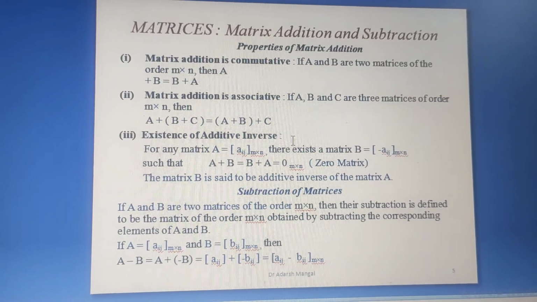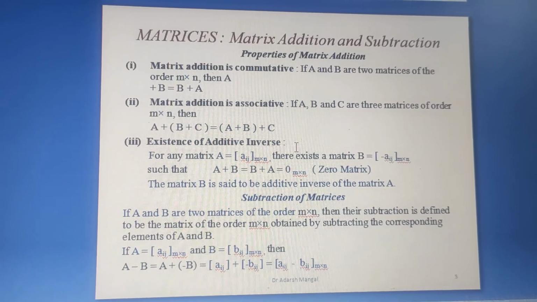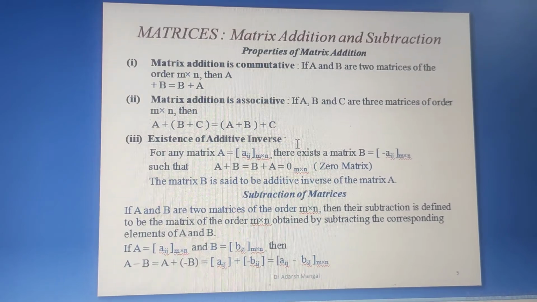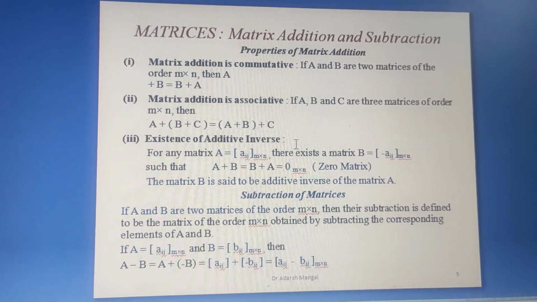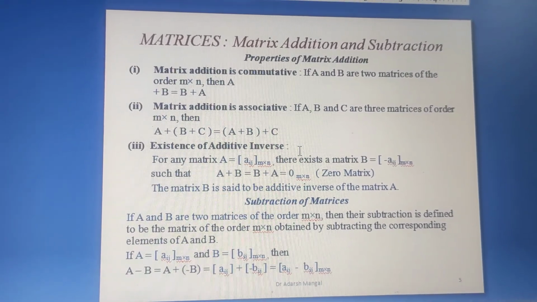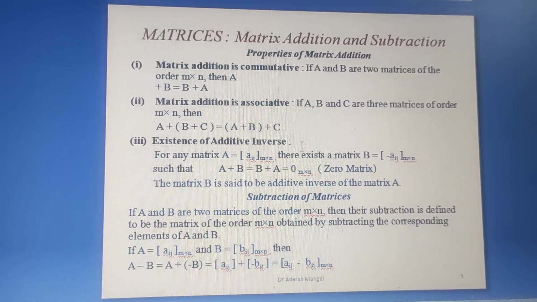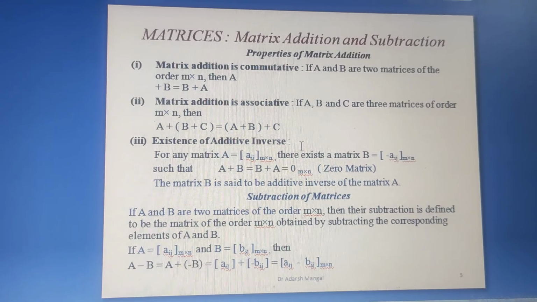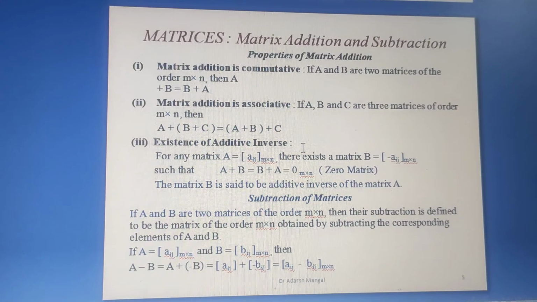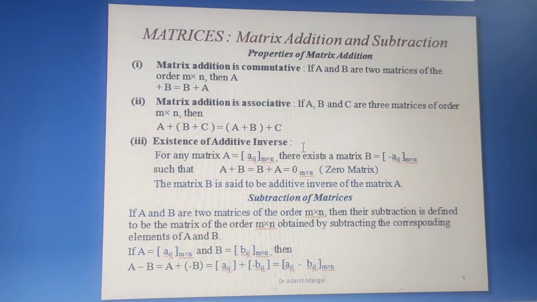Now, subtraction of matrices. If A and B are two matrices of the order m by n, then their subtraction is defined to be the matrix of the order m by n obtained by subtracting the corresponding elements of A and B. It should be kept in mind that while doing addition, we have to add the corresponding elements, and while doing subtraction, we have to subtract the corresponding elements. This is the basic difference. The rest of the procedure is the same.